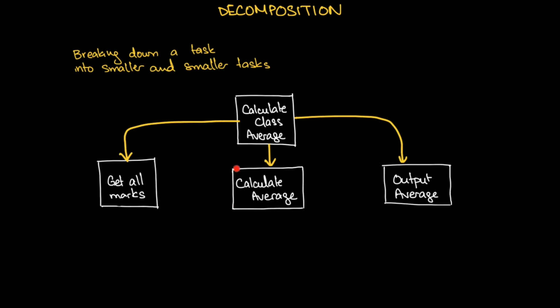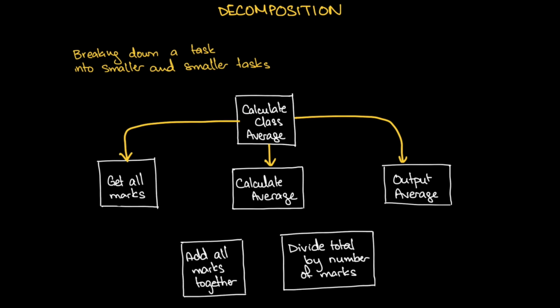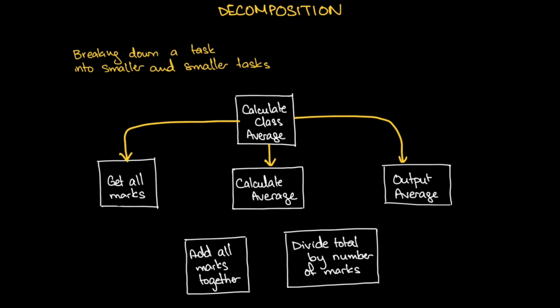But if you see, calculating the average is something that has even more sub-steps. It can even be split further. So when you're calculating the average, you can say that you want to add all the marks together and you want to divide the sum that you get as a result by the number of marks. So that would give you the average. And now you've basically decomposed this subtask into further subtasks, and that is basically the concept of decomposition.